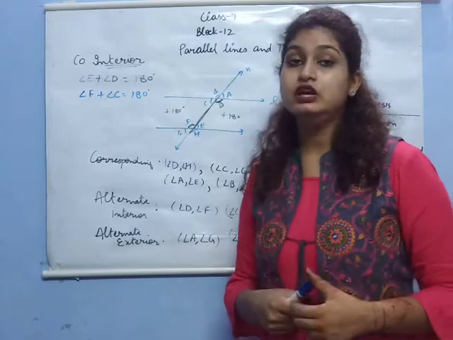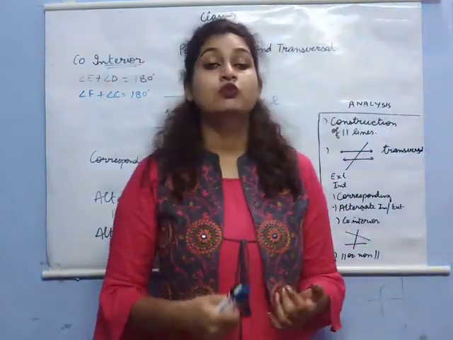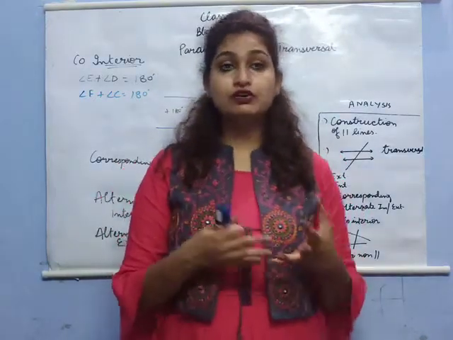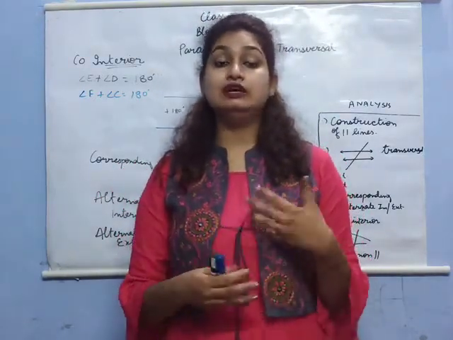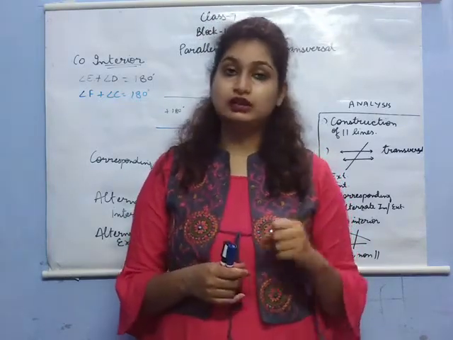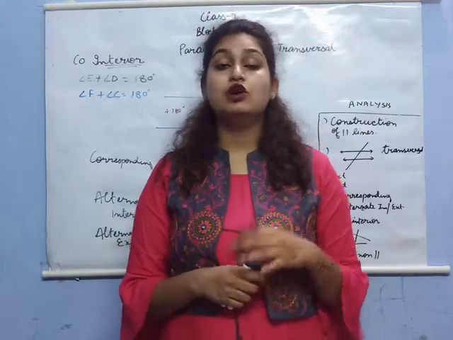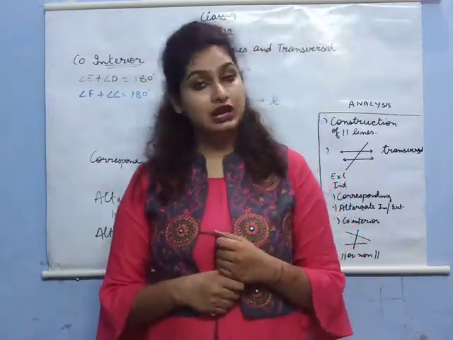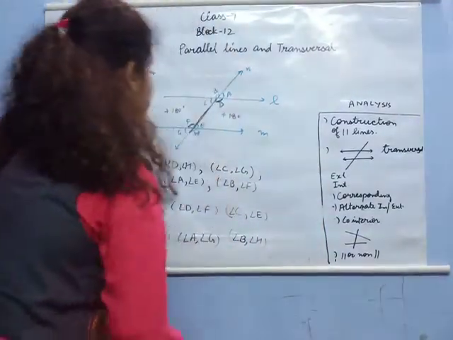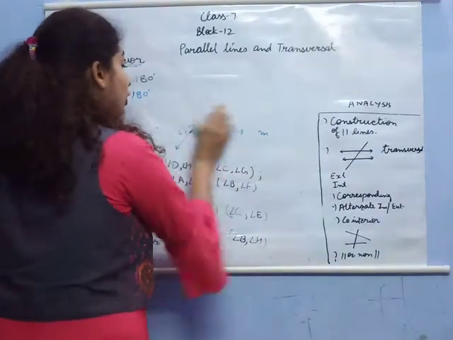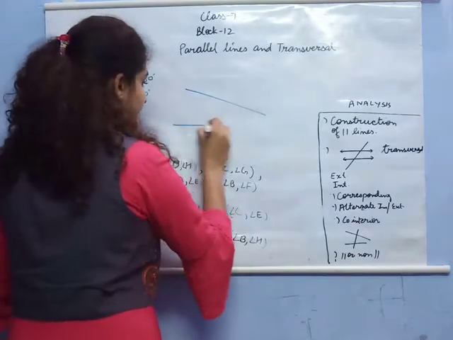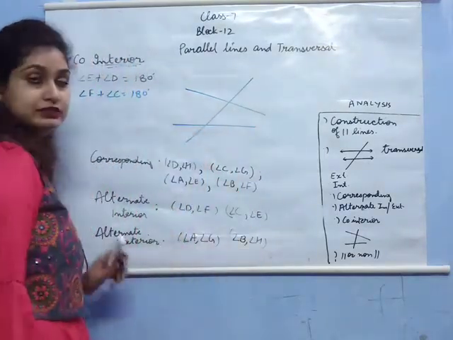We have learned today what a transversal line is, what parallel lines are, how to construct a parallel line, and the role of a transversal line when it intersects parallel lines. We have learned the angle pairs: corresponding angles, alternate interior angles, alternate exterior angles, and co-interior angles. Right? Now, the question arises: if the transversal intersects non-parallel lines, what happens then?